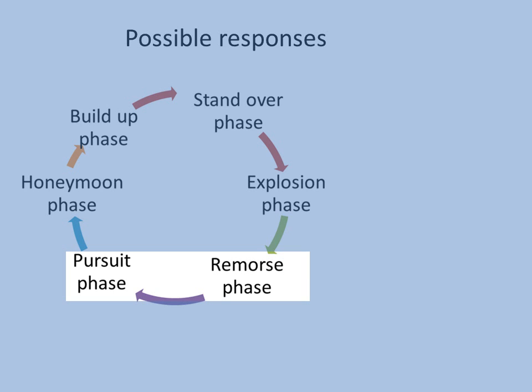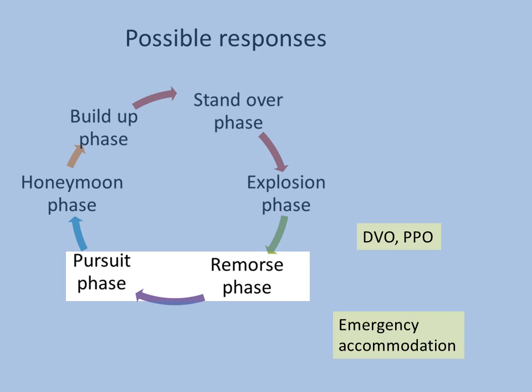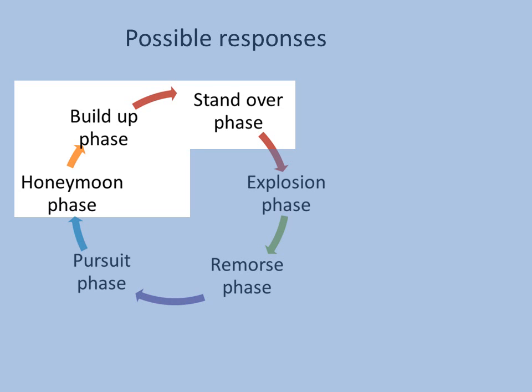Now, during this phase here, this is after the violent explosion. Domestic violence order, personal protection order, still very, very likely to happen, and emergency accommodation still there. But the further over to the left they go, the less inclined people are to access those services. During this phase, it's a little bit more difficult, especially the furthest over, during the honeymoon phase, people are not so likely to be putting in a personal protective order.